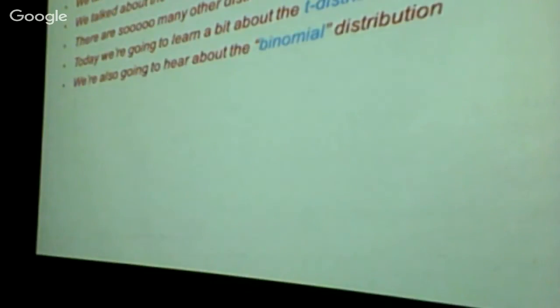We didn't look at other distributions, but there are many other distributions. Today, we're going to look a little bit at a couple of other ones. We're going to learn about the T distribution, which forms a foundation for much of what we'll do for the rest of the semester. And we're going to hear about something called the binomial distribution that you don't need to know about. But recognize that they do exist.